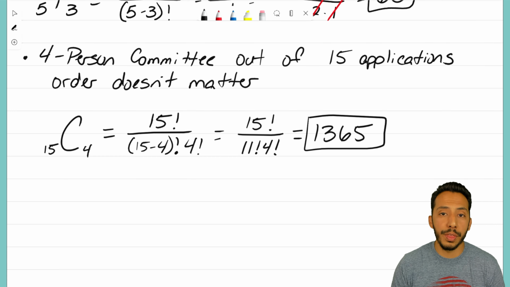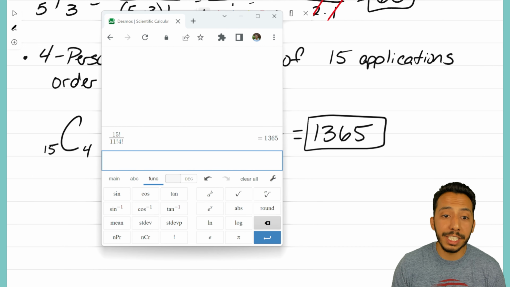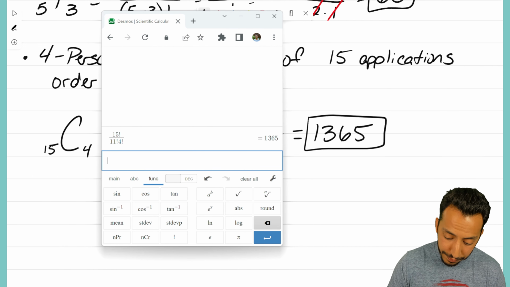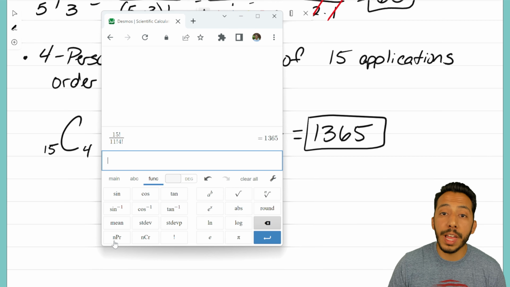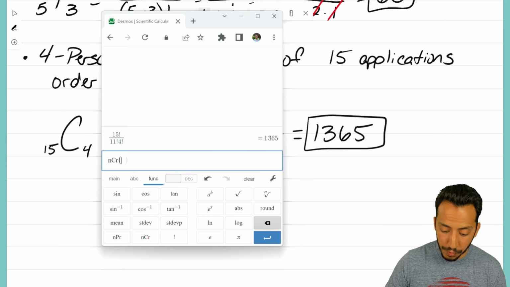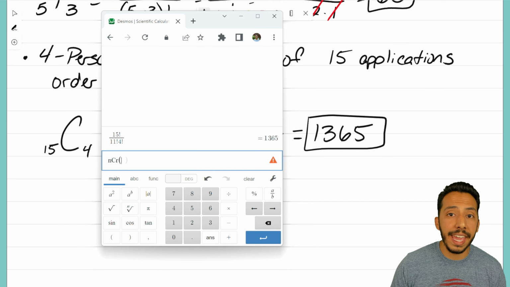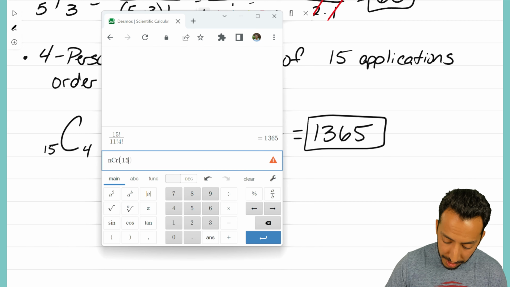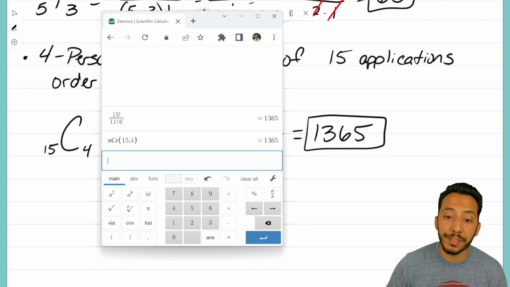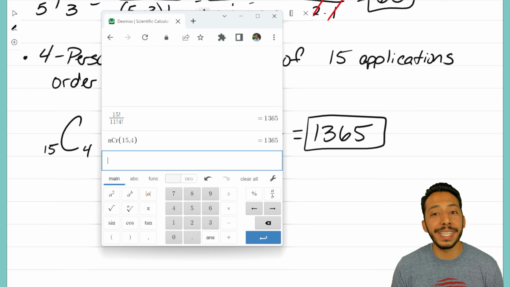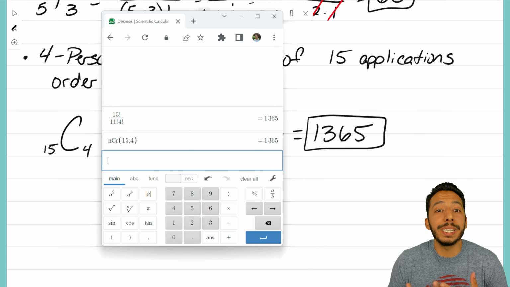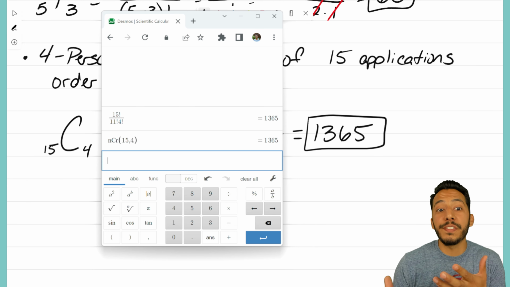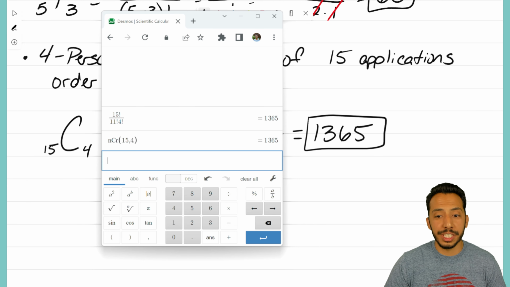Again, we also have a button here that we can use for our combination formula. Look right here at function. Right here at the bottom left, we used permutation last time. There's nCr for our combination. Plug in the n, plug in the r. I'm going to plug in 15. I'm going to plug in 4. It also gives me my number of combinations, spits it out if I don't want to find out what that factorial fraction is. Okay, it's still 1365.